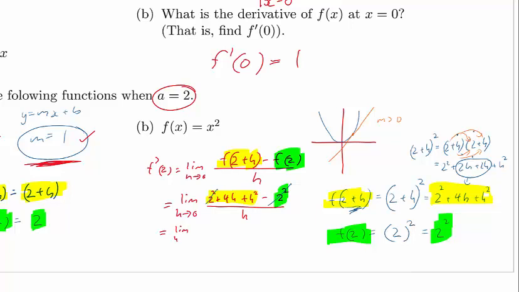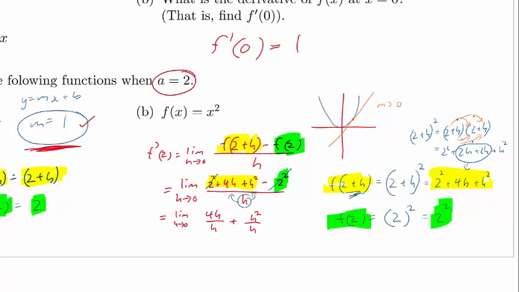This becomes the limit as h approaches 0. Note that I'm writing the limit every time until I actually take the limit. And here we've got 4h divided by h plus h squared divided by h, right? All I did was take this h and distribute it to both of those terms. Or should I say that 1 over h. And so note what we have going on here. That h cancels with that h, and this h cancels with that exponent.